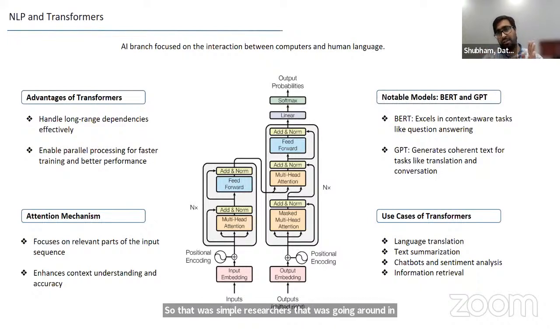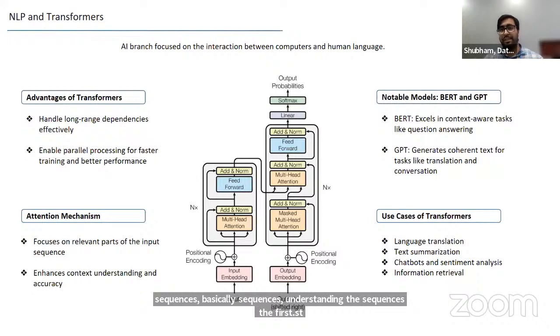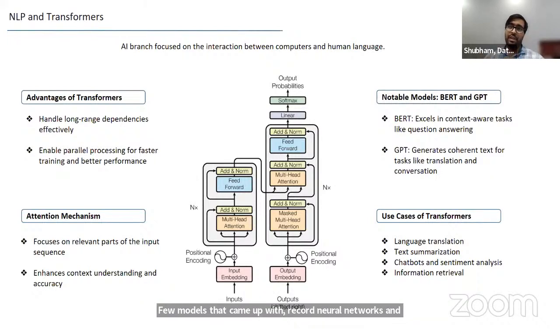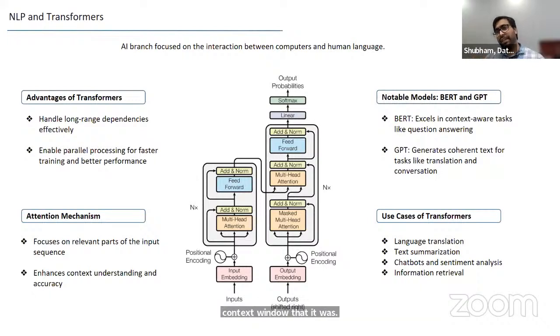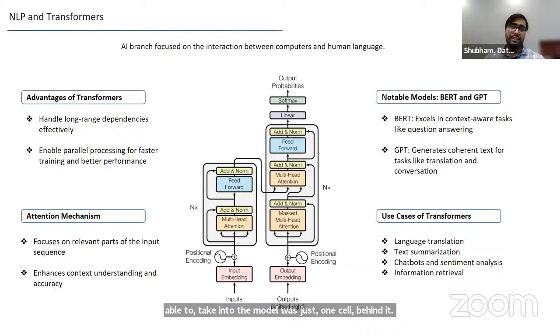Then started a need of understanding sequences. Basically, to understand sequences, the first few models that came up were recurrent neural networks and LSTMs. The problem with RNNs and LSTMs was that the context window that it was able to take into the model was just one cell behind it. So those contexts were not enough to generate something or understand the full context of the sentence. The last word or last few words can't explain everything that is there to understand the current word.